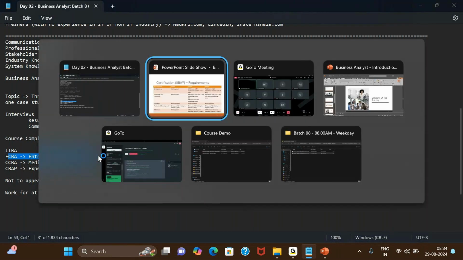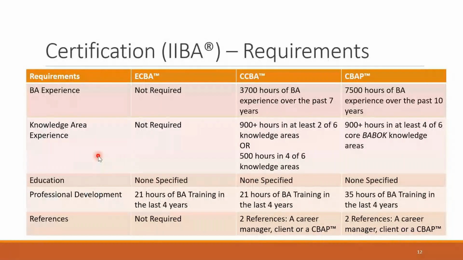Now all these certifications, like I said, ECBA being the entry level certification. If you look at the experience part, there is not much required, even someone who has undergone training can take it. It requires 21 hours of BA training in the last 4 years. There is no reference needed as well. You can register yourself on the IIBA website and then start preparing for the exam.